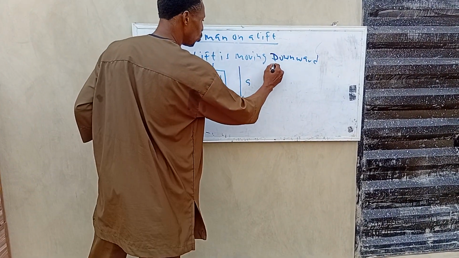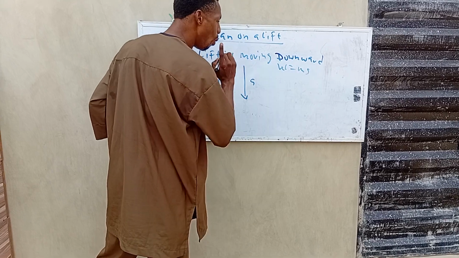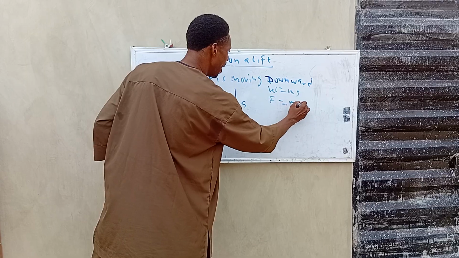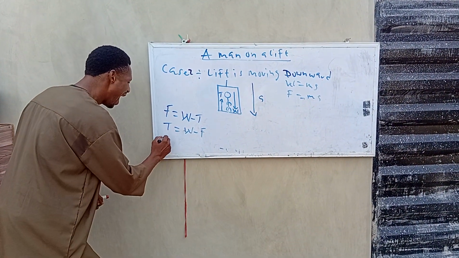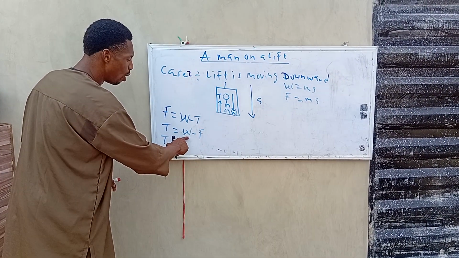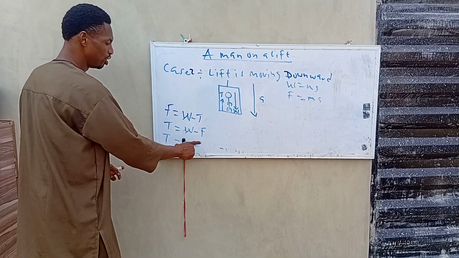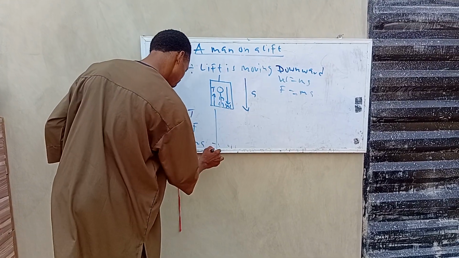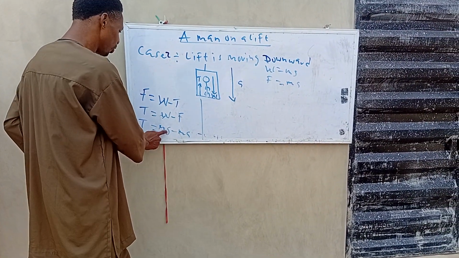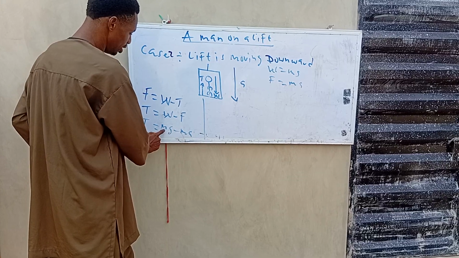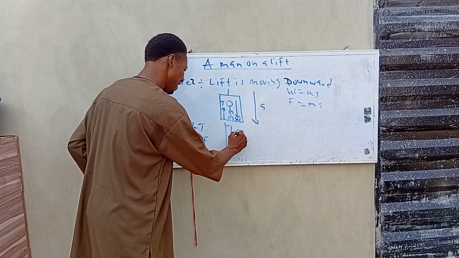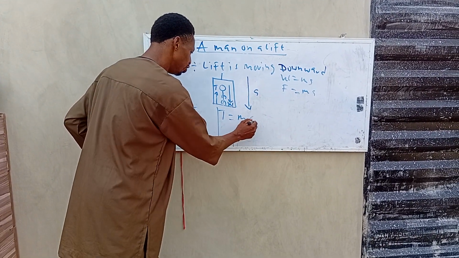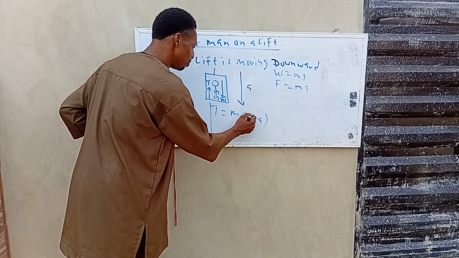Don't forget that weight equals mg, and force equals ma. Now, in this case, our tension becomes mg minus ma. There's something common here: the mass. So you factorize out the mass, open bracket, and what we have here is g minus a. Please don't forget.